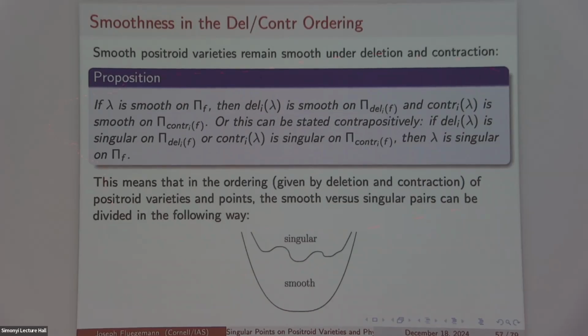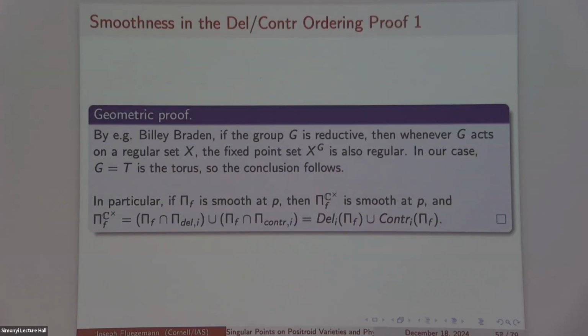So a neat proposition is that this ordering interacts nicely with this property of being singular. If you have a smooth pair and you go down in the order, you continue to be smooth. If you're singular and you go up, then you continue to be singular. So this proof, this was known.